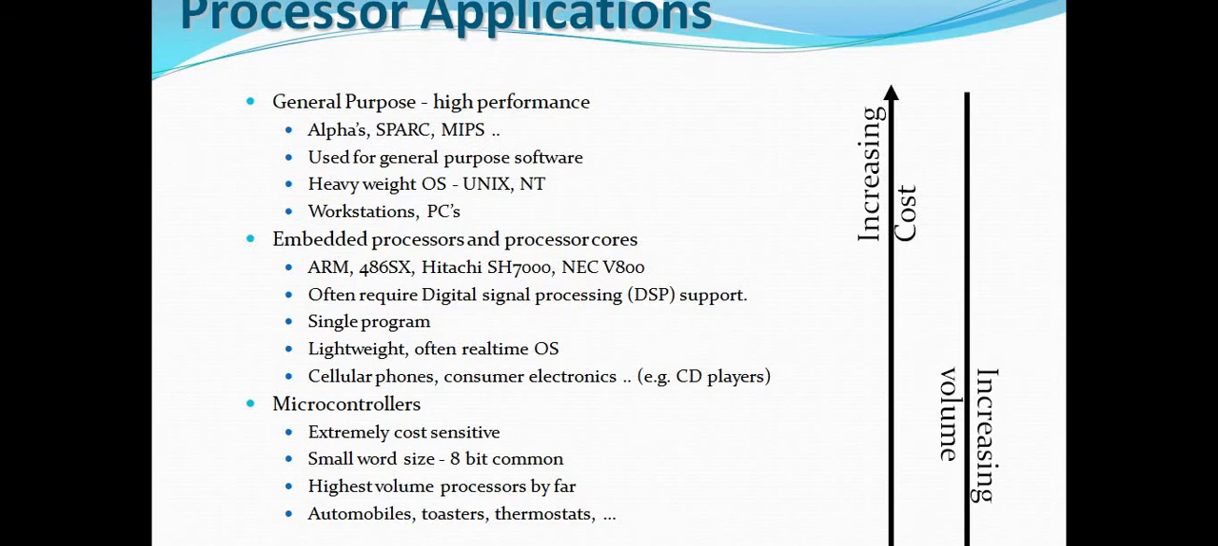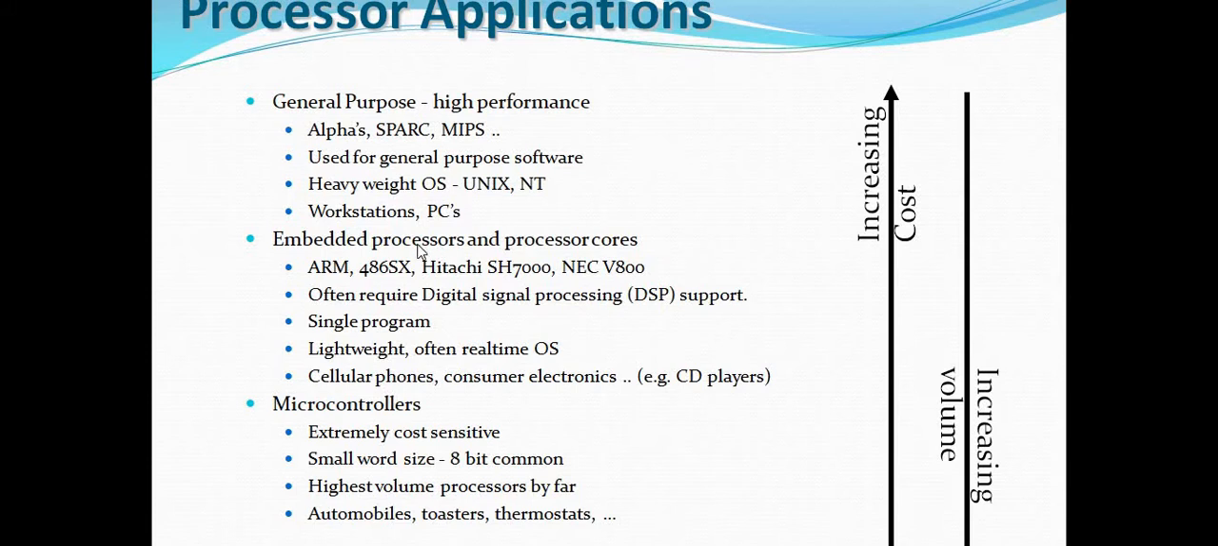Now what are processor applications, students? It can have general purpose applications, it can have embedded processors, it can have microcontrollers. General purpose is used for high performance, for example the Alpha instruction set, and is used for general purpose software. It is also used for heavyweight applications, such as operating systems like Unix and NT. These are the different heavyweight systems for which we use a specific processor called the general purpose processor. Clear? So here we have heavyweight, that's what we just want to say. That's the reason we are mentioning that.